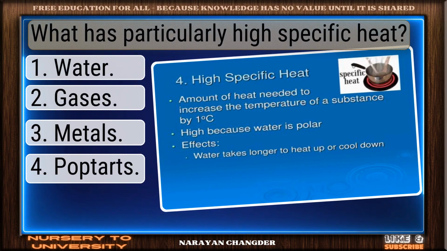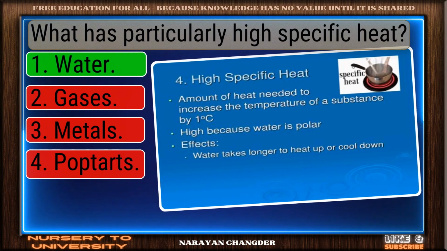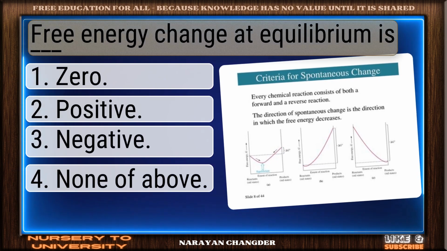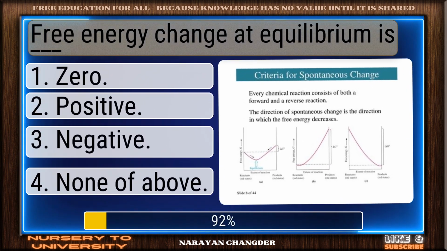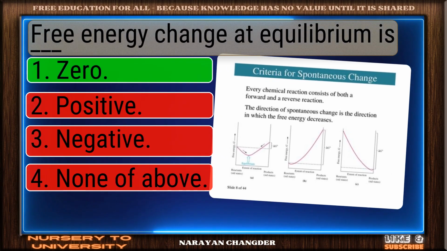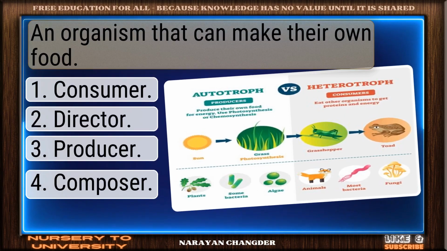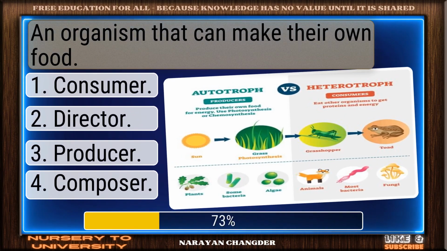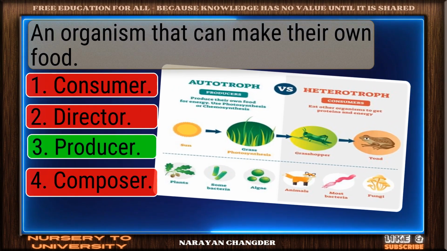What has particularly high specific heat? Right choice. Water is the best answer. Free energy change at equilibrium is dash. Clear logic. Your choice, 0, is sound and 100% true. An organism that can make its own food. On track. Producer is the correct answer.